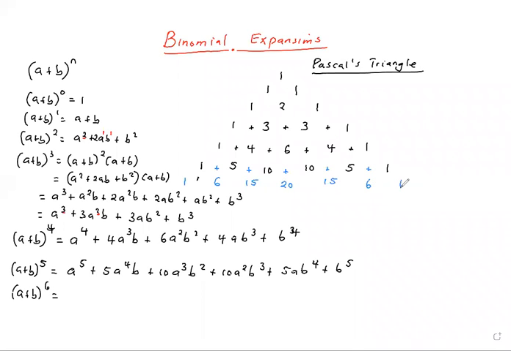We get now those, we'll bring them down here. So we'll have A6 plus 6 A5 B, plus 15 A4 B2, plus 20 A3 B3, plus 15 A2 B4, plus 6 A B5, plus B6. So this now, we're getting all this information from the Pascal's triangle, okay?